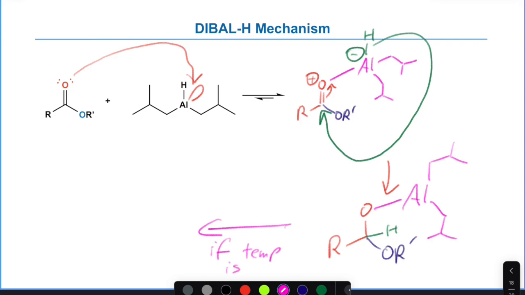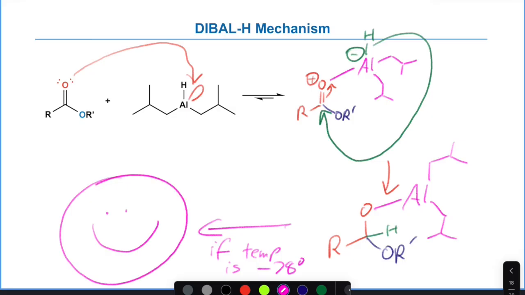minus 78 degrees, absolutely nothing happens. Because remember, normally, if this is a normal acyl substitution, how do I collapse my intermediate? If you've made this tetrahedral intermediate, normally what's the next step that happens? O minus comes back down, kicks off OR prime, right? If this is an oxygen to aluminum bond, oxygen is no longer negatively charged. It's actually kind of balanced. It's using the aluminum as a crutch right now.